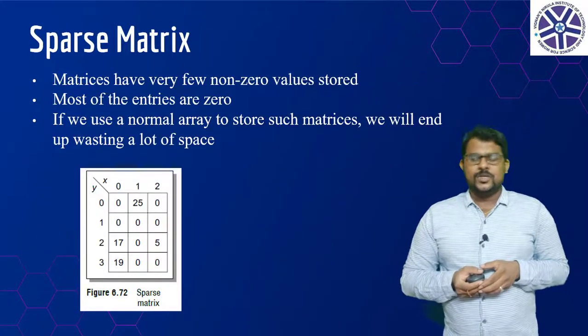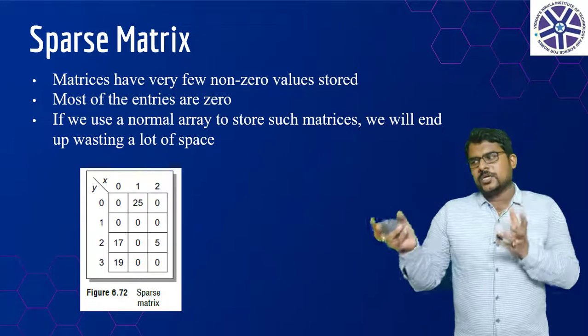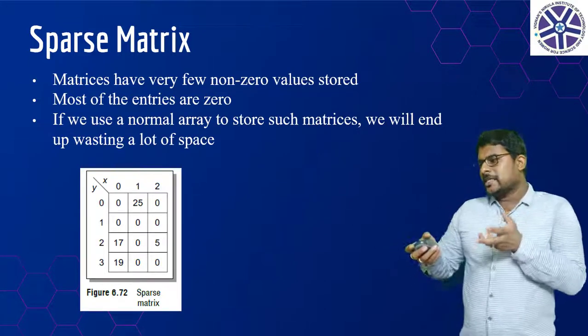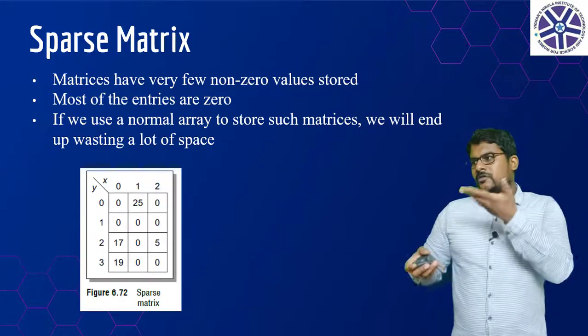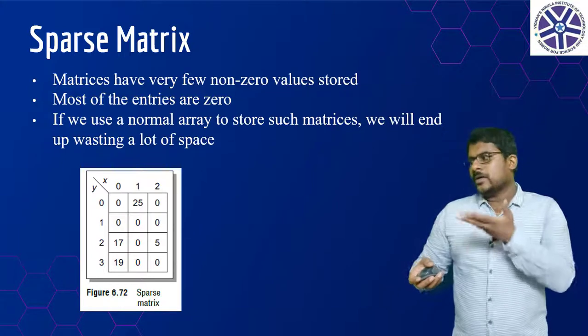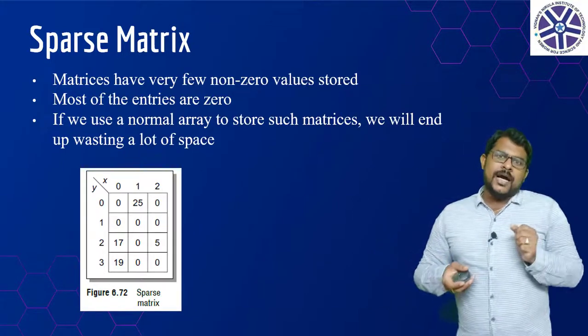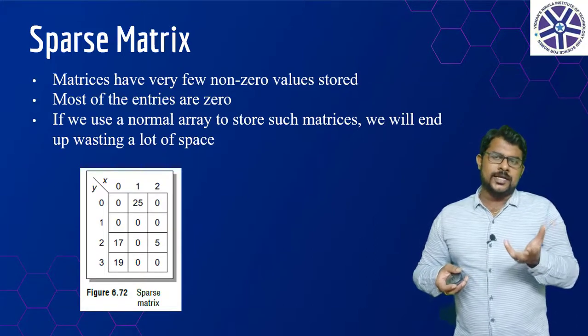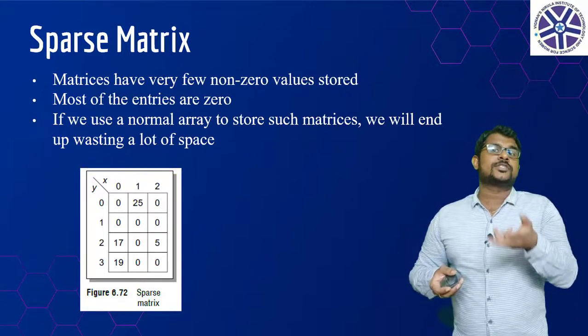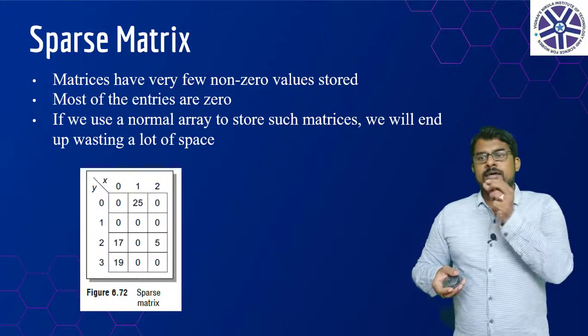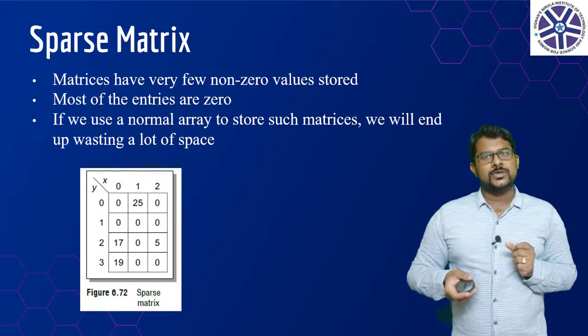Sparse matrix. A normal matrix contains elements arranged in rows and columns. A sparse matrix is like a normal matrix, but most of the elements are zeros, and very few elements are non-zero.